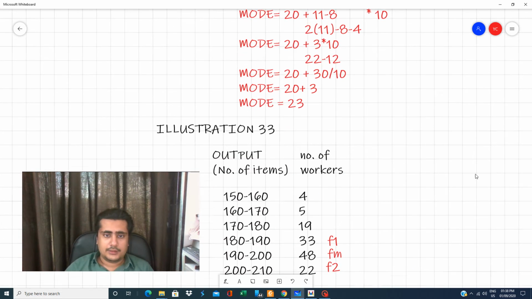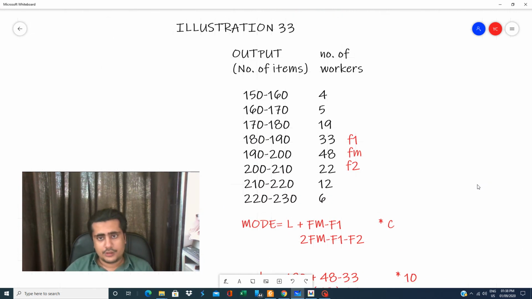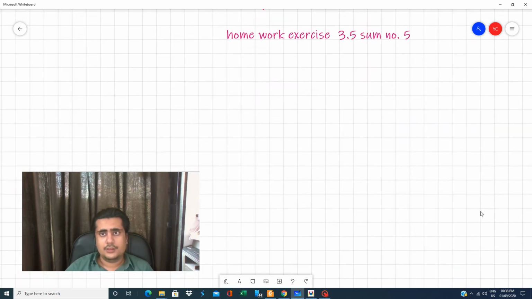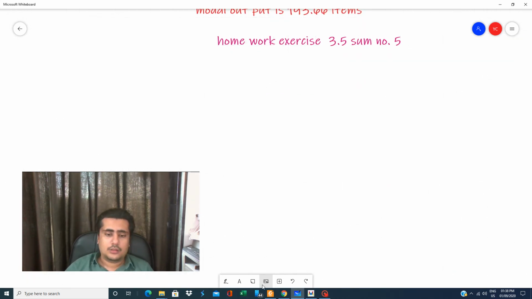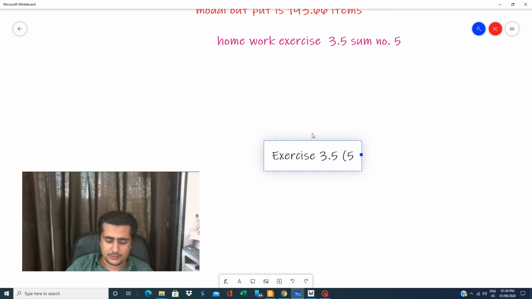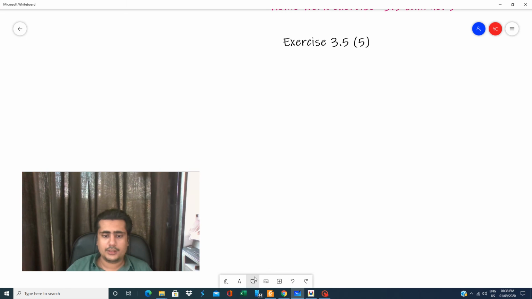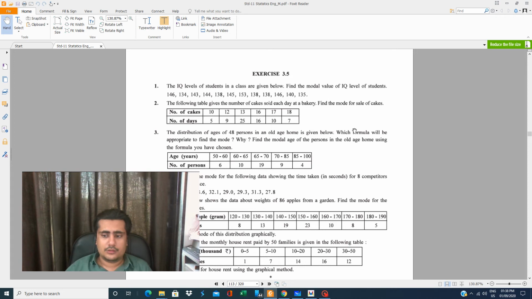Then we did illustration 33, and I told you to do exercise 3.5, fifth sum, in the homework. I hope you all have done it. But I will also do it if you have any doubts. We can revise it if you have done it and got the correct answer. Okay, I am doing exercise 3.5, fifth sum.